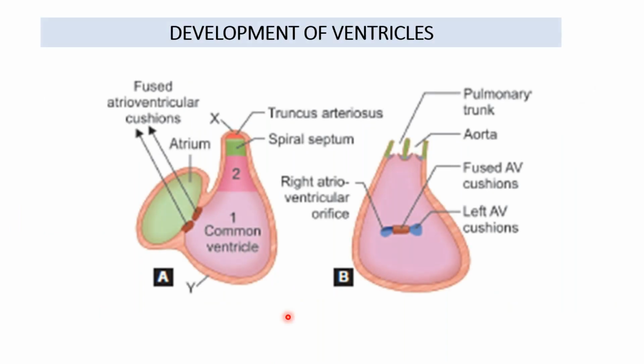So this is how, after the formation of the spiral septa, the ventricle will look like. So this is the common ventricular chamber, and this is the truncus arteriosus, and this was the location of the spiral septa, which has divided. This has been cut along the proximal part of the truncus arteriosus. So this is the aorta which is behind, and this is the pulmonary trunk which is in the front.